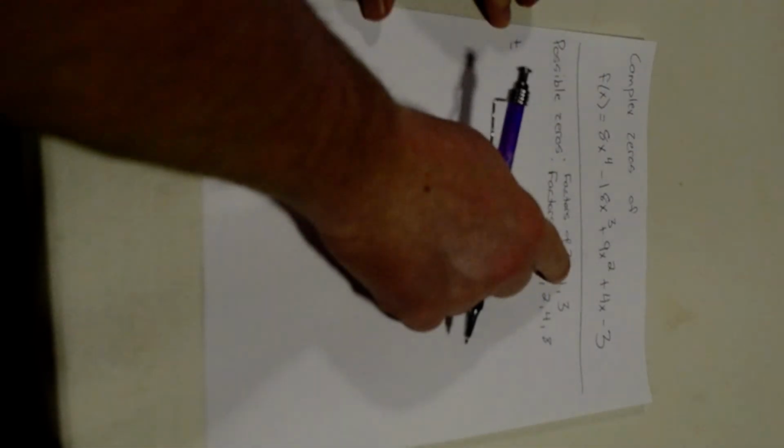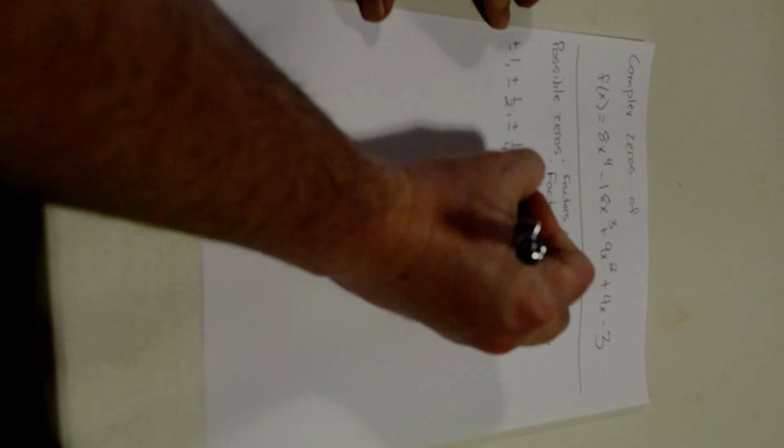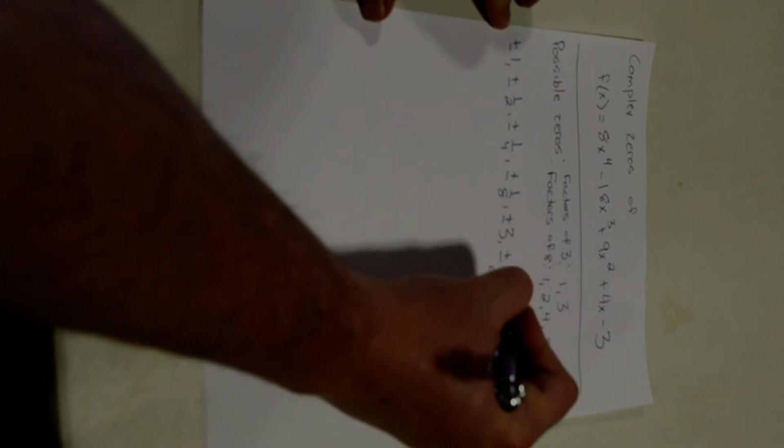So the ones that it might be are plus or minus 1 divided by 1, which is 1, plus or minus 1 divided by 2, which is 1/2, plus or minus 1 divided by 4, which is 1/4, plus or minus 1 divided by 8, which is 1/8, plus or minus 3 divided by 1, which is 3, plus or minus 3 divided by 2, which is 3/2, plus or minus 3 divided by 4, which is 3/4, and then plus or minus 3 divided by 8, which is 3/8.